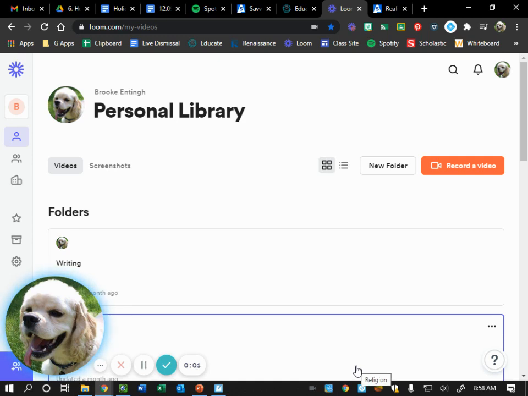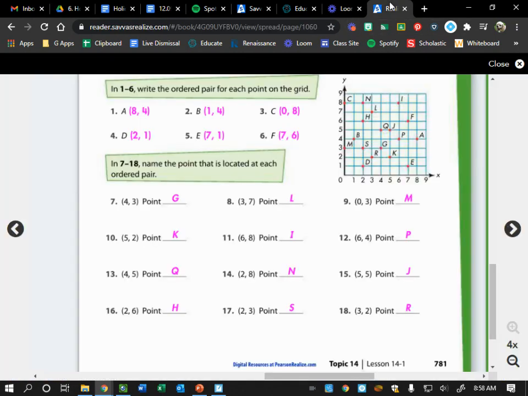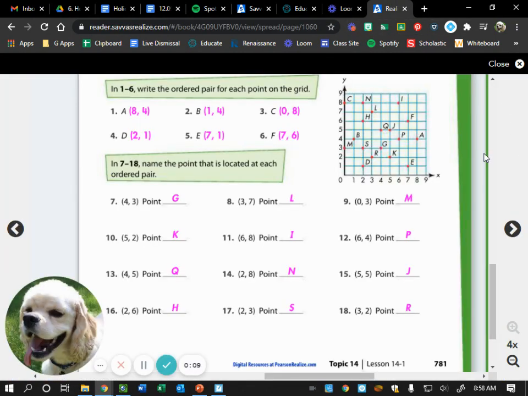Open up in our math workbooks to page 781 and 782 to correct our homework. All right, so here is 781, and on 781, you had numbers 1 through 4, 7 through 9, and 17. So for 1 through 4, you were supposed to find the points on the grid, which is the name with a capital letter, and write the ordered pair.